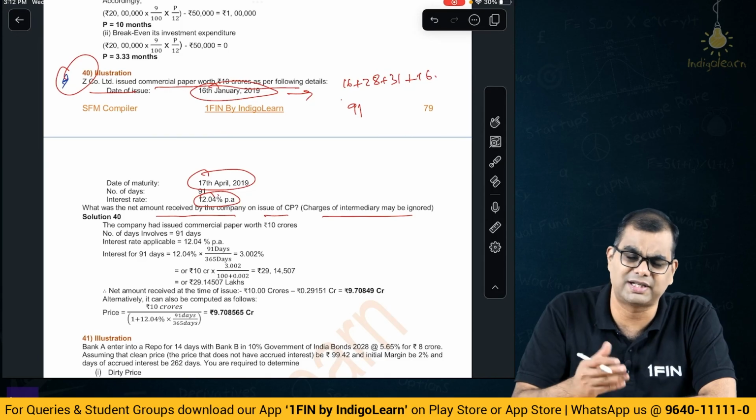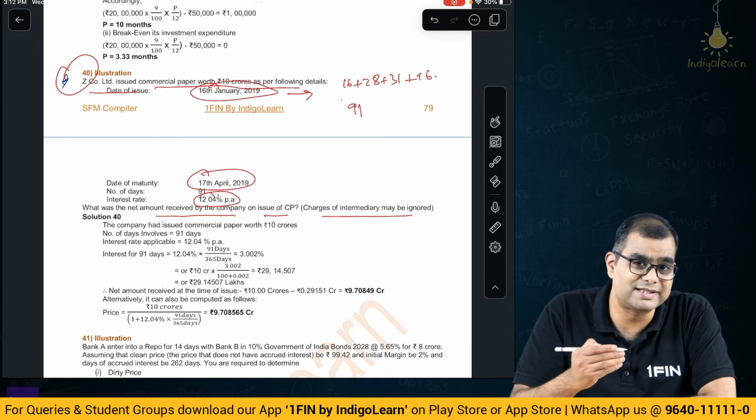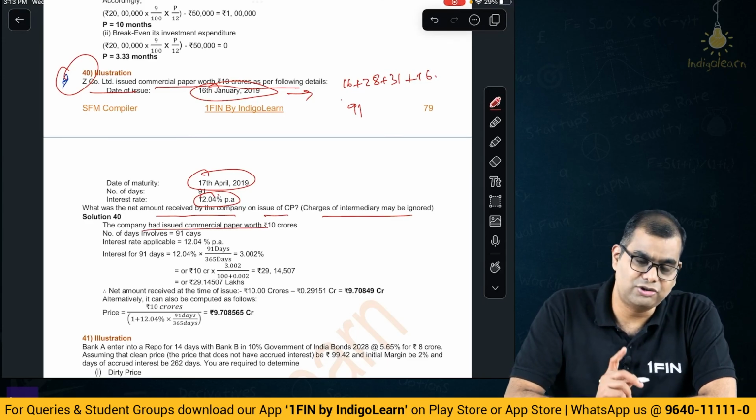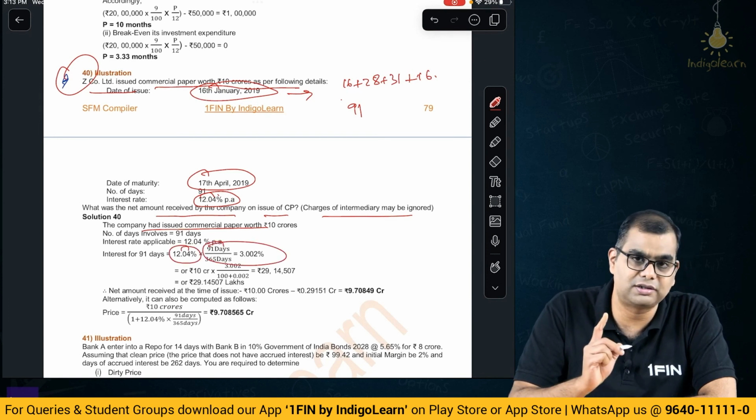So, there are usually intermediary charges which may be ignored. So, interest rate is 12.04. The proceeds are received after subtracting the interest rate. So, when you get a problem like this, you should be very careful. First, what is the interest applicable for 91 days?